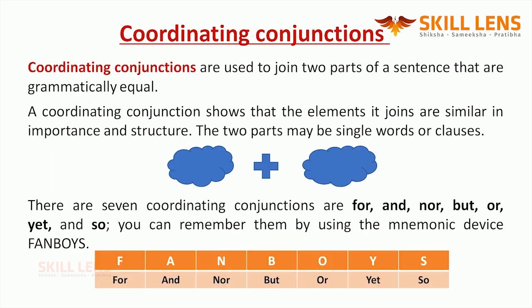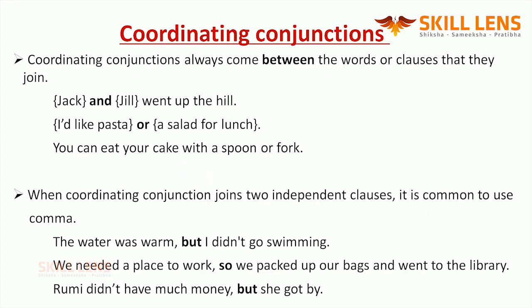So I'll take you back to the previous slide. Here we have the 2 clouds, and the plus sign that you see in between is the conjunction. Coordinating conjunctions always appear between 2 words or clauses that they join. In these sentences below, you will see the 2 words or clauses in flower brackets joined by conjunctions in between.